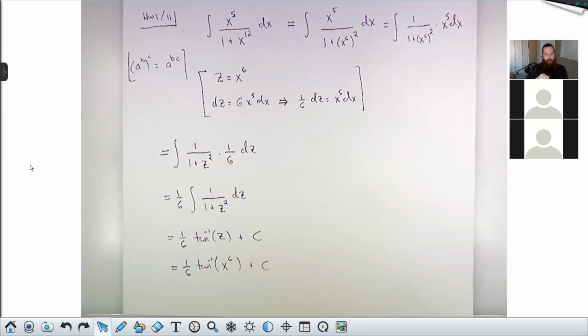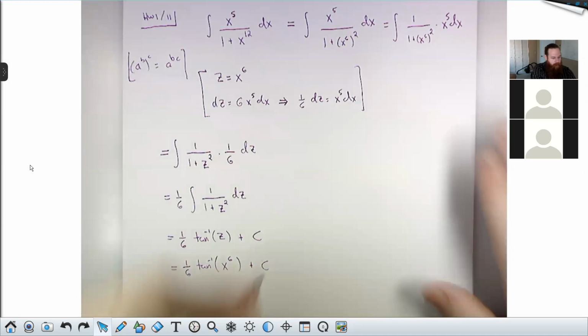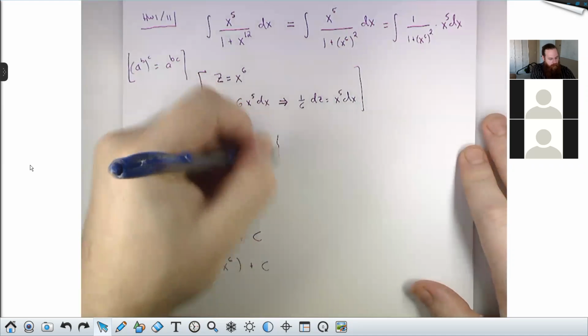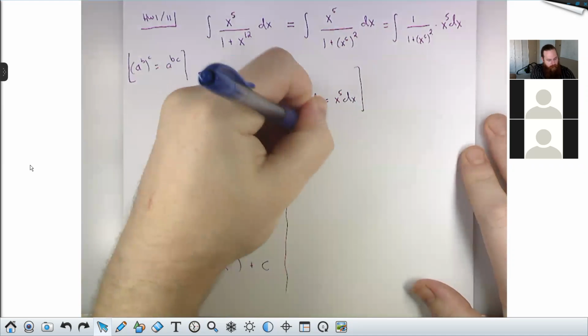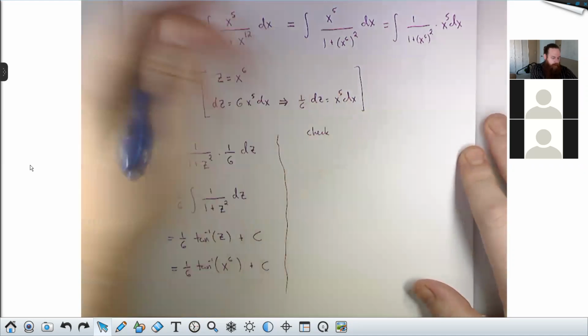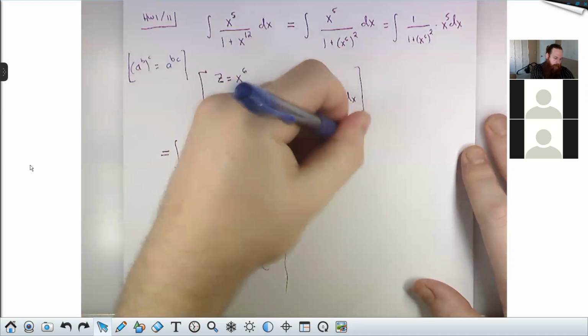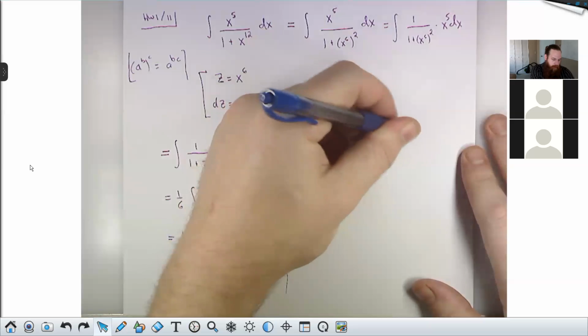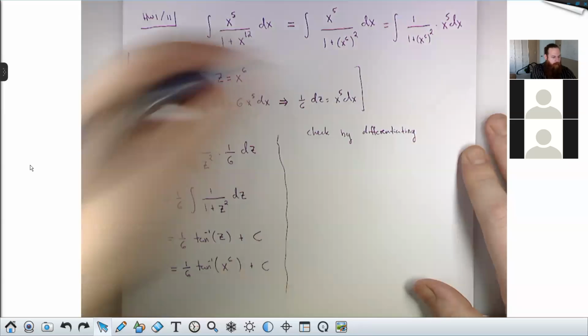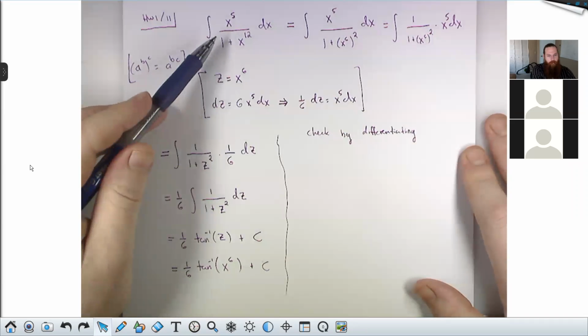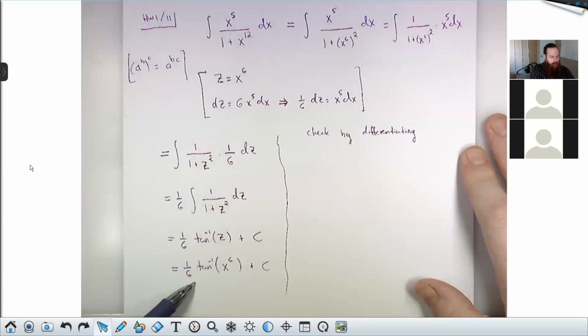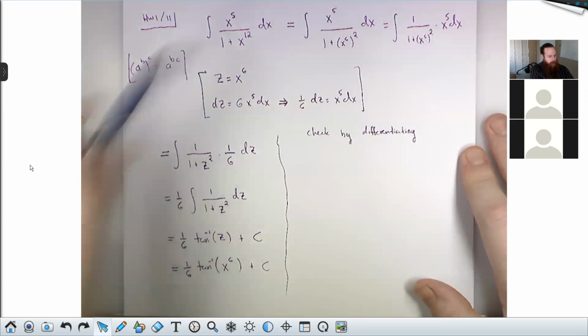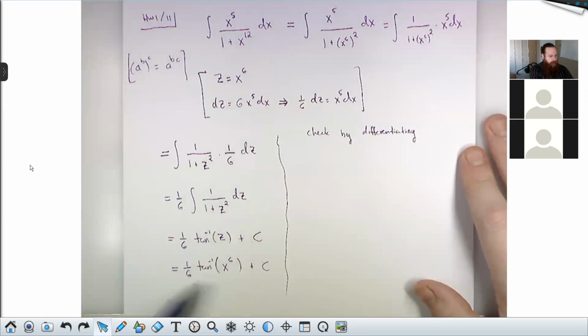Professor, I have a question. Yeah. Is there any way to check our work in these kinds of problems? There absolutely is. I'm glad you asked. That was the next thing I was going to say. You can always check an indefinite integral by differentiating. Remember, what you're doing here is trying to find an antiderivative for this. So I claim that this is an antiderivative for this. How would you check that? Oh, well, you just differentiate this and see if you get that.